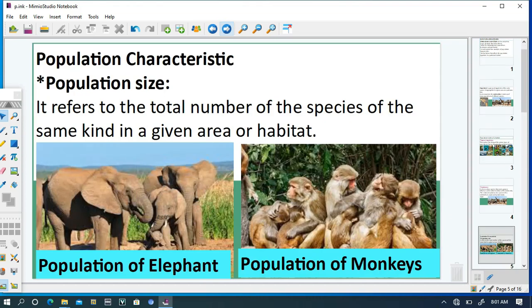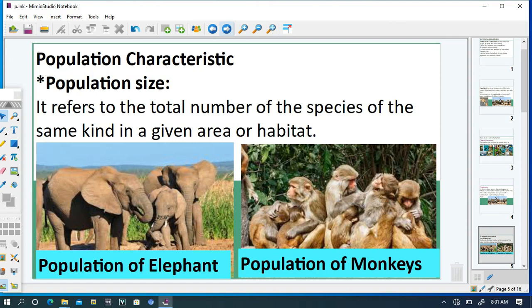Population characteristics. Population characteristics simply refer to those factors that tend to build up or are responsible for everything that goes on in the population of a particular species. The first one has to do with what?